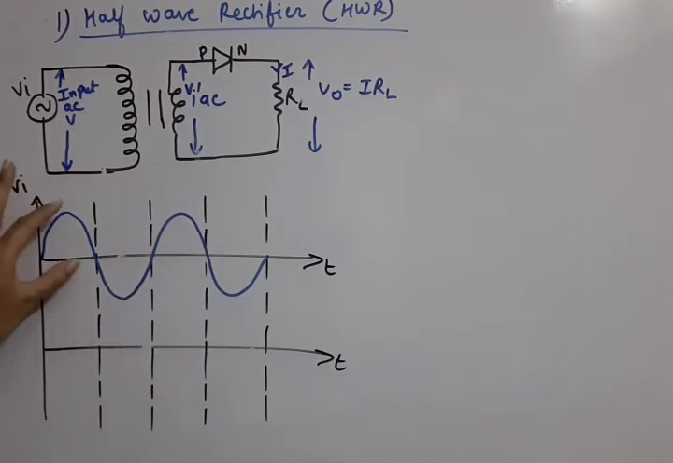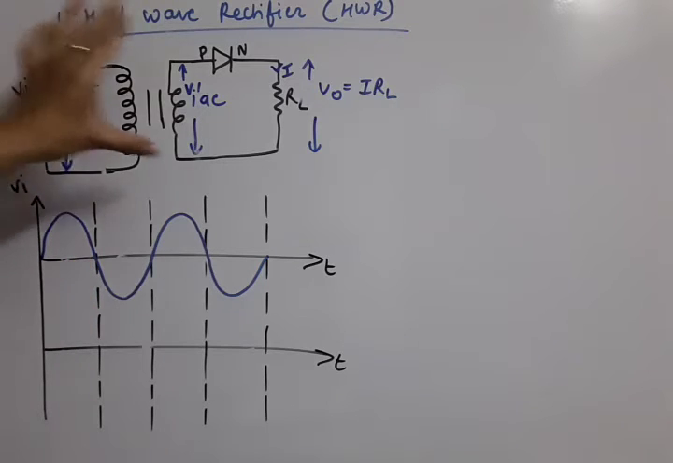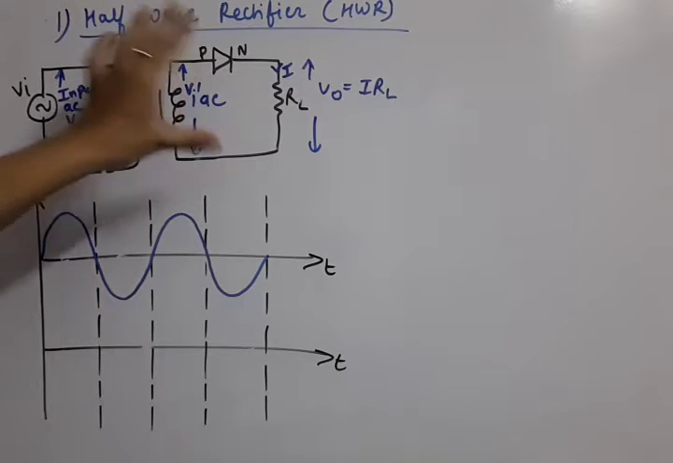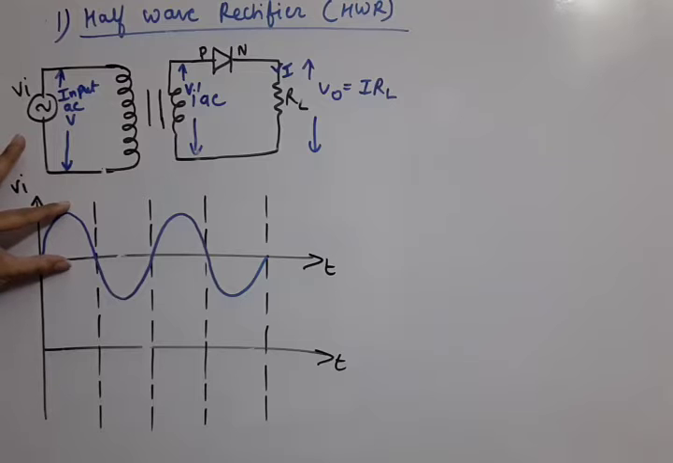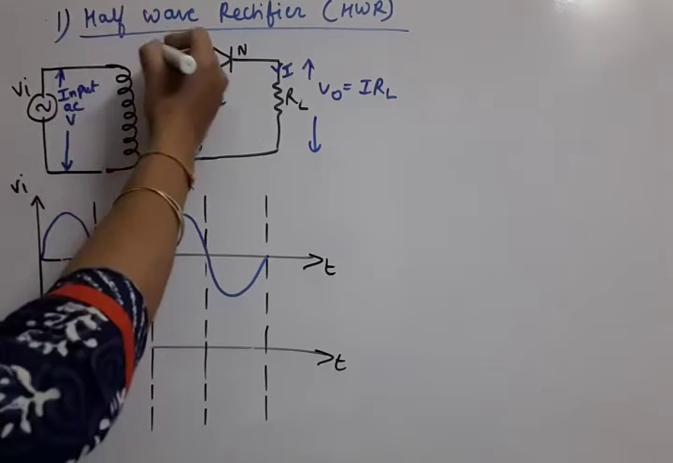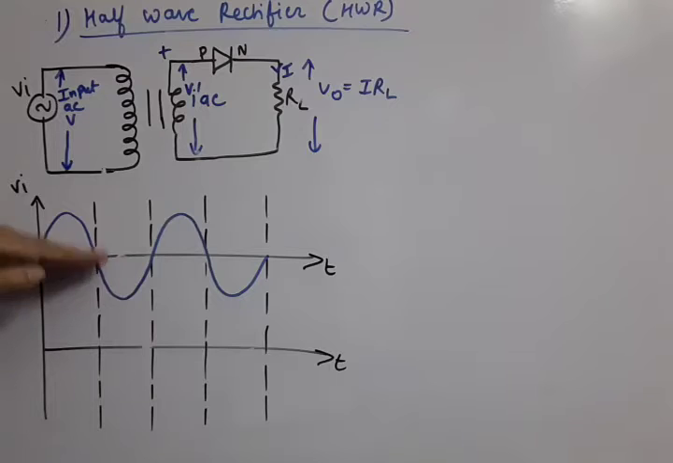Now let us start applying the half cycles one by one. First of all, during this first positive half cycle, we are applying it to our diode. Only this much is applied to the diode. This part is high voltage, so here it will be the positive end, and this part is low voltage, so we will show it by the negative end.